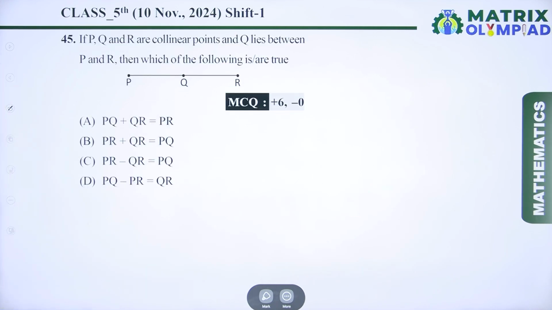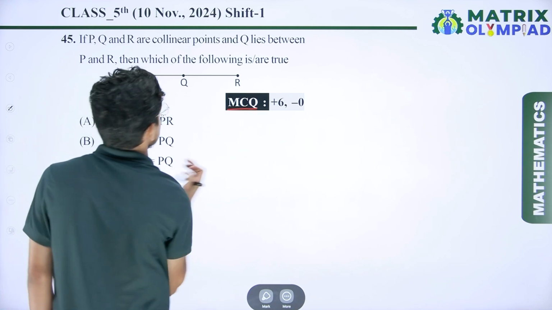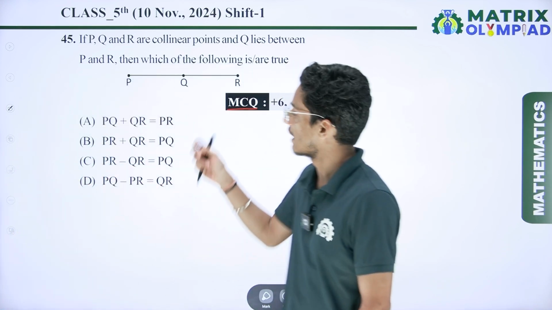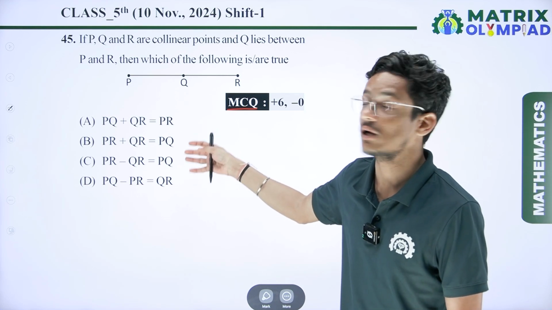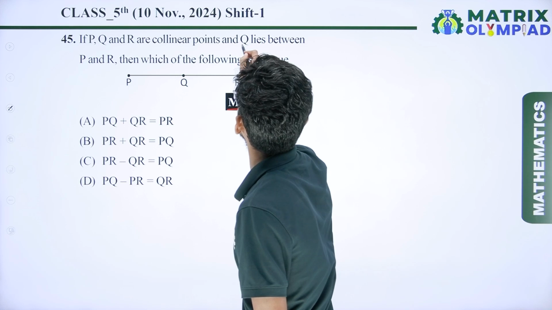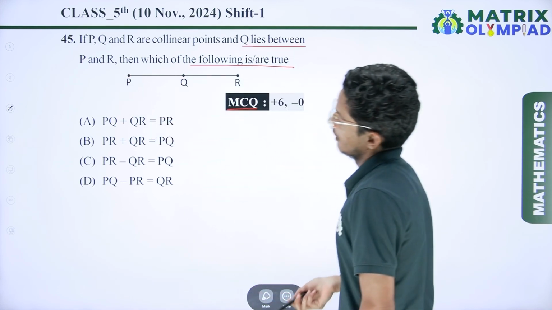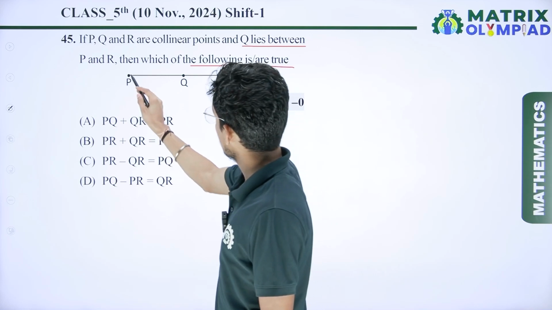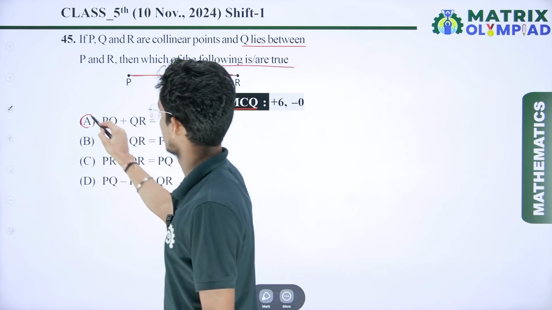So now if I talk about the next question, which is based on multiple correct questions. Multiple correct questions means we have more than 2 correct options. So here we are given P, Q, R are collinear points and Q lies between P and R. Then which of the following options are true? If I talk about option number 1, PQ plus QR is equal to PR. Like I said, this one is true. So here option number A is also correct.